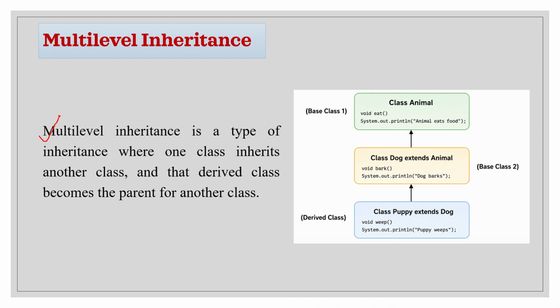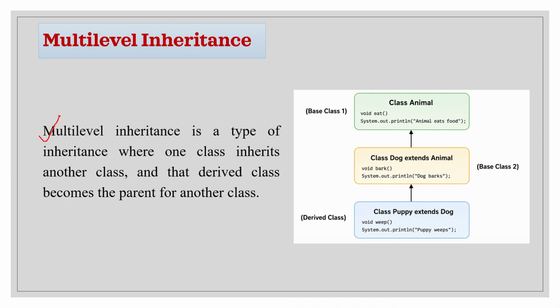In the same way, in multi-level inheritance, one class gives features to another class. Then that subclass becomes the parent class for another class. This is called multi-level inheritance. So remember this point clearly. A child class can become a parent class for one more class, which is one more child class. That is the main concept of multi-level inheritance.